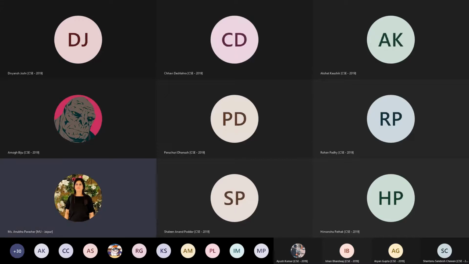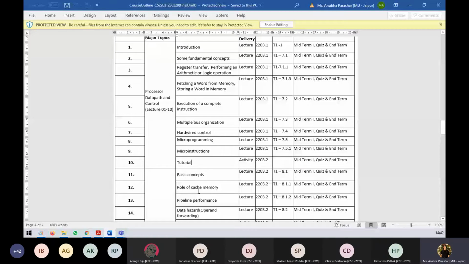Which is fetching a word from memory, storing a word in memory. How is the fetching done? Using the instruction set, we do it. Once we are able to fetch, we are able to execute, and we are able to store, that completes your instruction cycle. For completing the instruction cycle, you should know what the instruction format is.